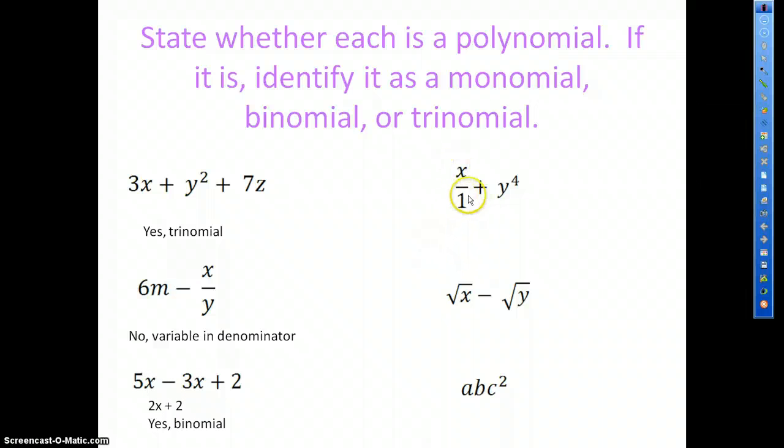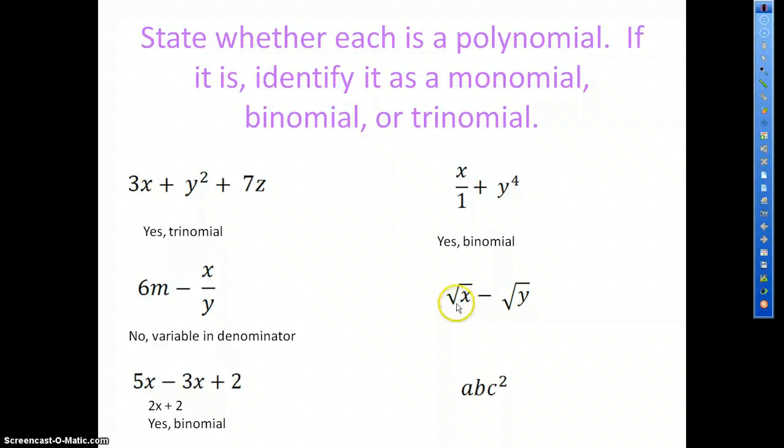The next one is x over 1 plus y to the fourth. Is it a polynomial? Well, I don't know. There's an x in the numerator. I don't remember if that's a rule or not. But yes, it actually is. It is a binomial. So it's a polynomial, but it's a binomial. If you were to divide this, x divided by 1, that would just give you back x, and then x plus y to the fourth. Two terms left over there.